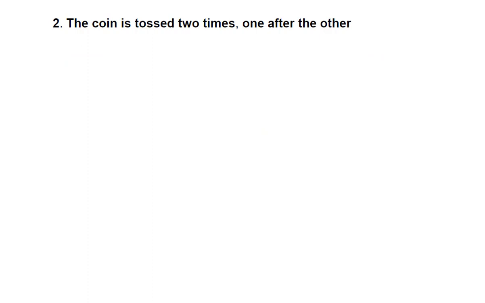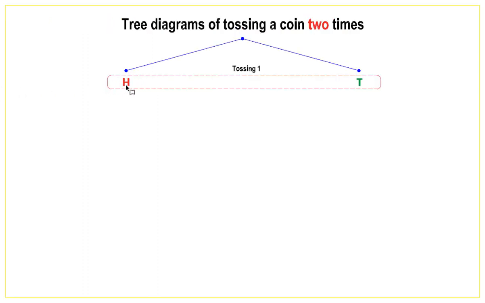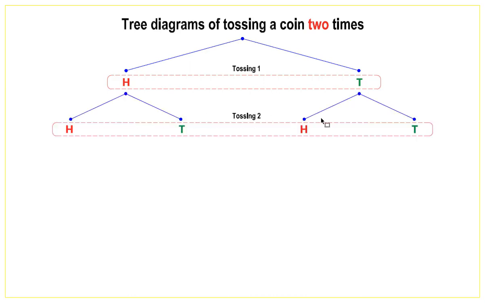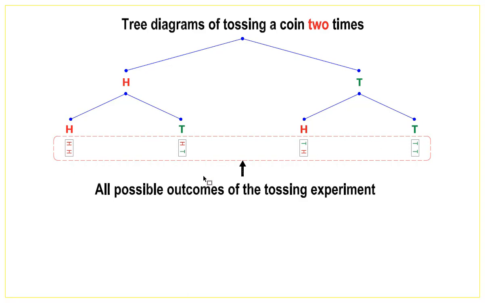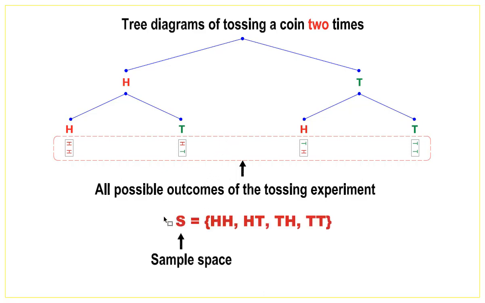The coin is tossed 2 times, one after the other. So let's see the tree diagram here. In the first tossing we have either head or a tail, and in the second tossing we have either a head or a tail, and the outcomes are, we have here 4 outcomes. So in the first time we may flip the coin and get tail, and then the second time we may flip it again and get head. So these are all the possible outcomes of the tossing experiment for 2 times, and this is the sample space.